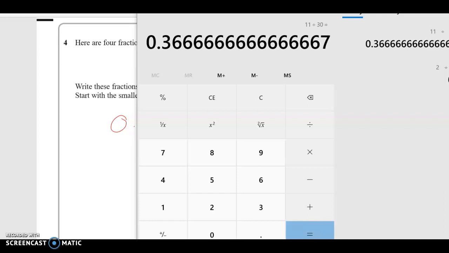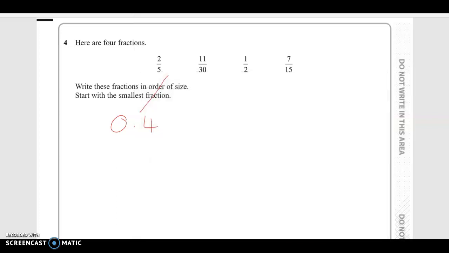As you notice here that we've got the 7 at the end, that's just them rounding it. So for this one here, I've got 0.36 with a dot over it to tell me it's recurring. The only reason I'm doing this is to get the size of them. It's not really that important what the actual answer is, it's just approximately where it is, so I know which one's the biggest.